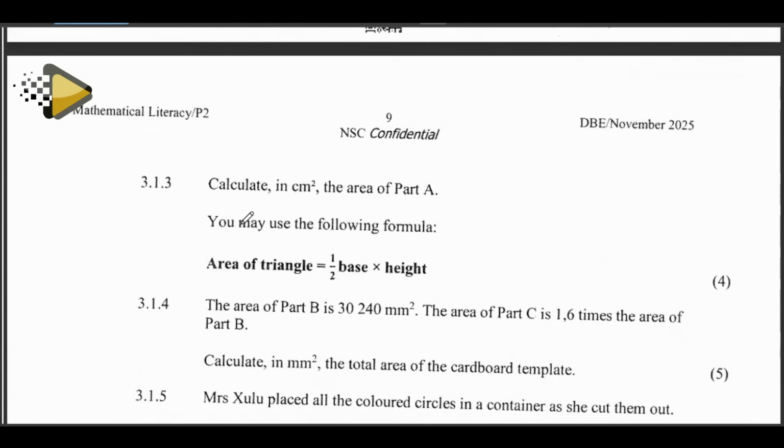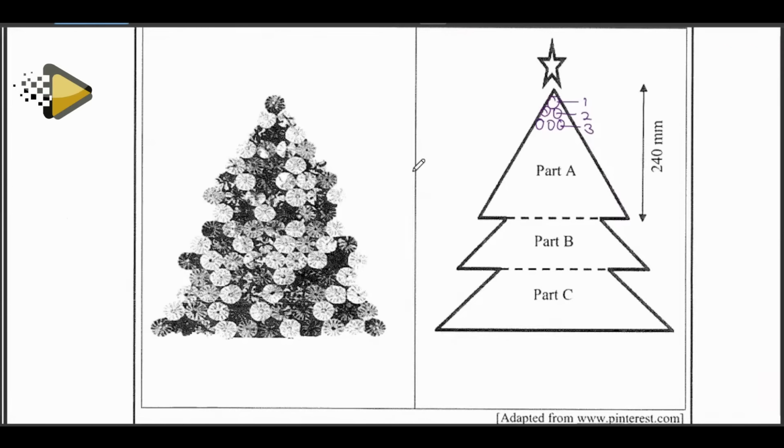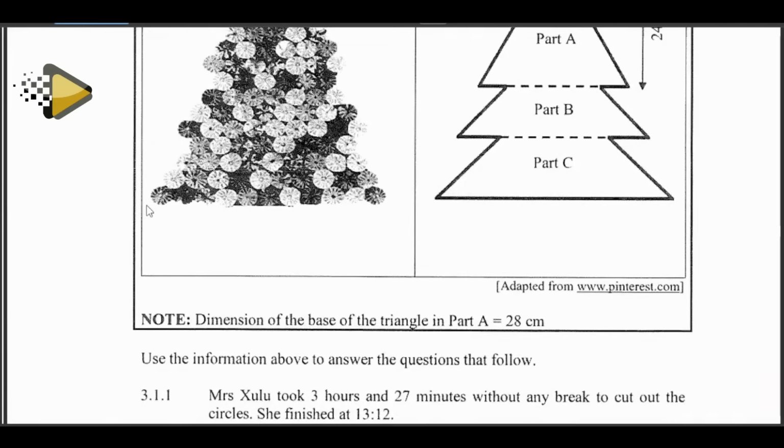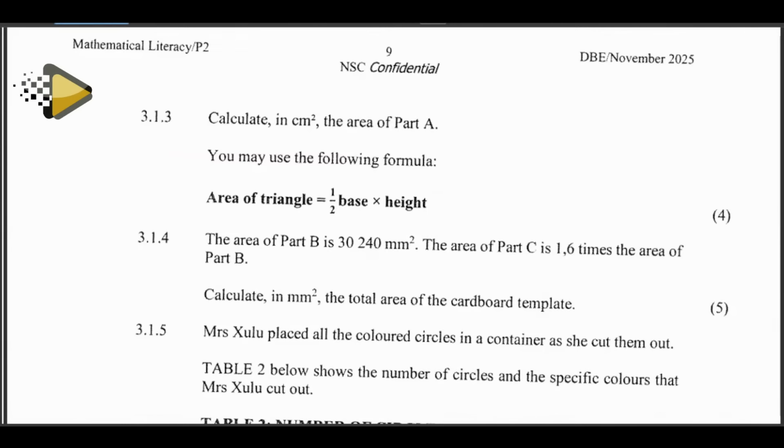Question number 3.1.3. Calculate in centimeters squared the area of part A. Part A, when you look at it nicely, they have already told us down here that the dimension of the base of triangle in part A is 28 centimeters. This is the base. All right. Then the height is 240 millimeters. Do you know what? And the question wants you to get the area in centimeters squared. So we have to first change the height to centimeters, which is 240 divided by 10. You have 24 centimeters. Already the base, they have told it's 28.